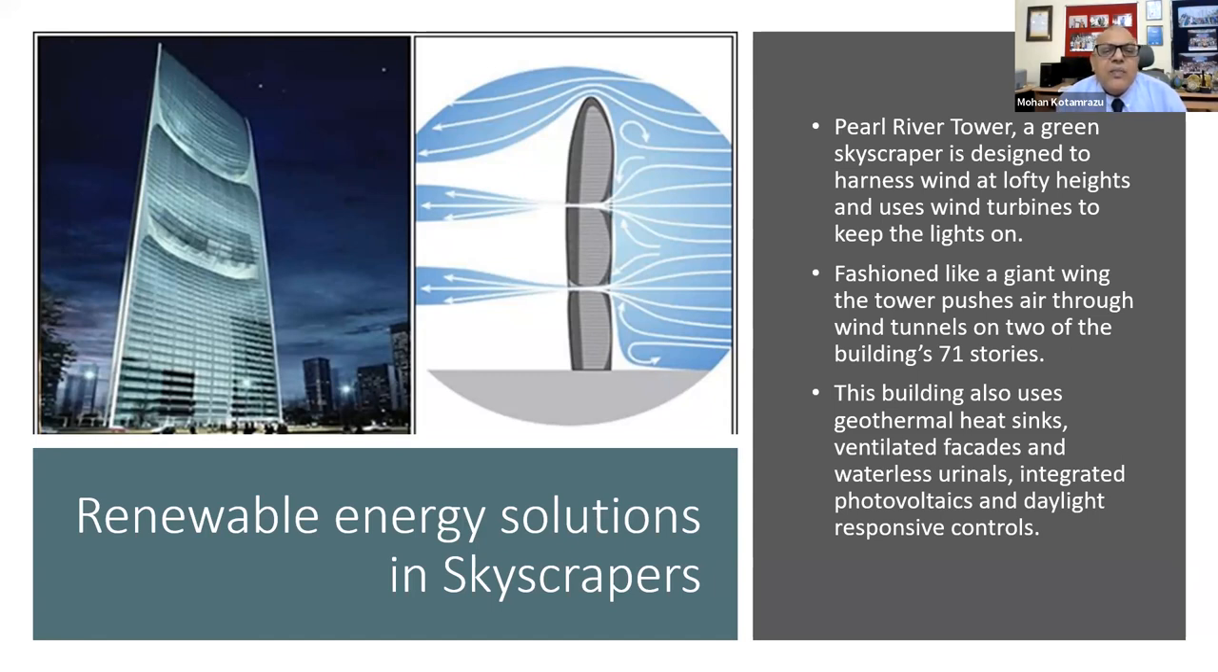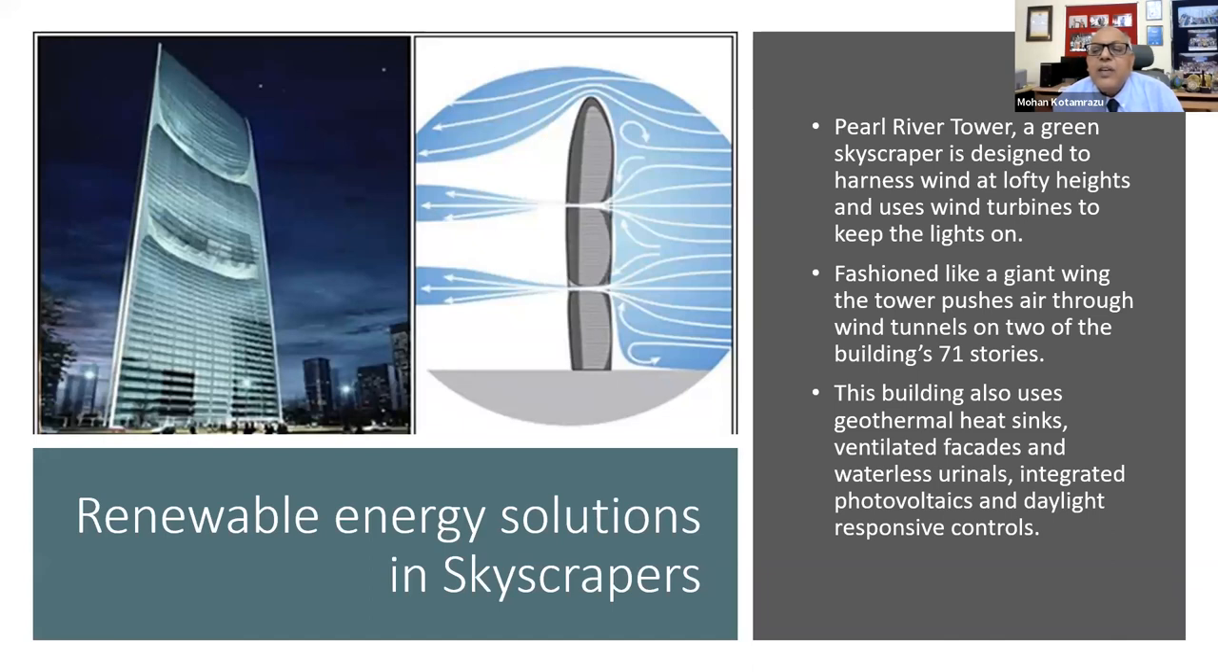You can see the shape of the building. The floors and walls have convex surfaces, which make use of the Venturi effect. With the Venturi effect, the wind speed will increase if you reduce the width of the opening. Once that wind velocity increases, there are vertical turbines driven by the wind, and that generates the entire energy required for the building.